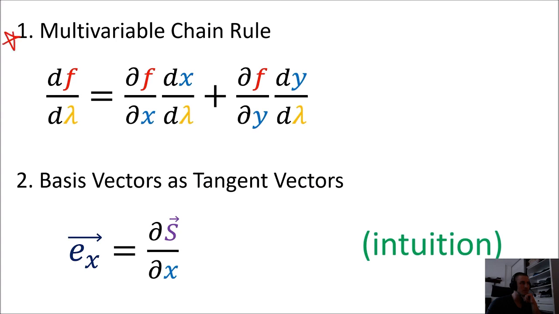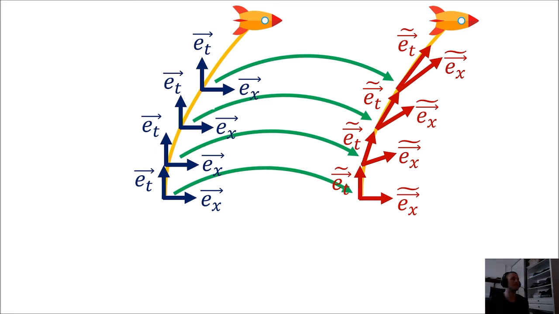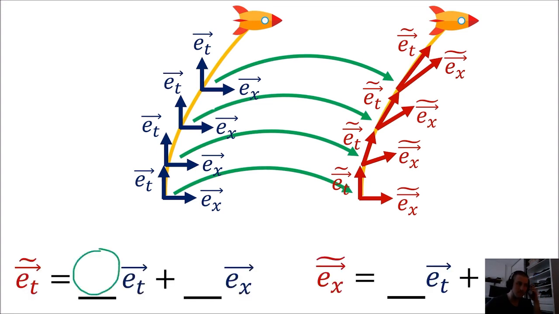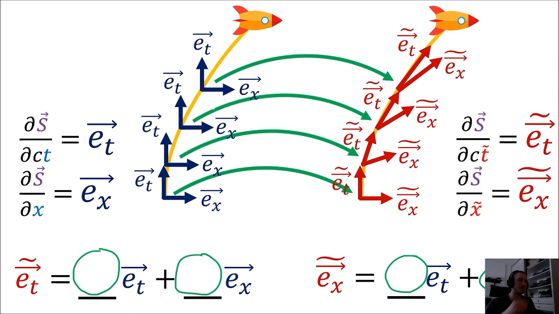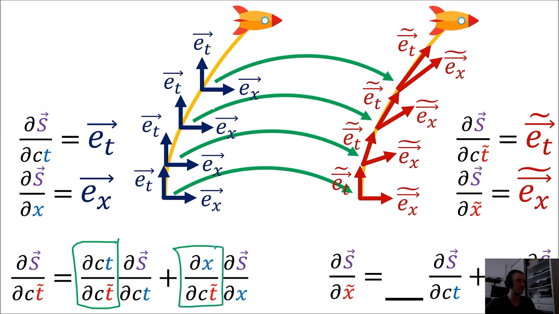Since we now understand multivariable chain rule and also that basis vectors are tangent vectors along coordinate curves, let's return to the problem of changing basis in curvilinear coordinate systems. We need to figure out how to write the basis vectors et tilde and ex tilde in terms of the basis et and ex. We do this by figuring out what the coefficients in front of the basis vectors should be in these formulas. But remember, basis vectors are really just partial derivatives of the spacetime position vector s with respect to the coordinate variables. And now, filling in these coefficients is easy. We just get them from the multivariable chain rule. These first two coefficients are partial ct by partial ct tilde and partial x by partial ct tilde. And these next two coefficients are partial ct by partial x tilde and partial x by partial x tilde.